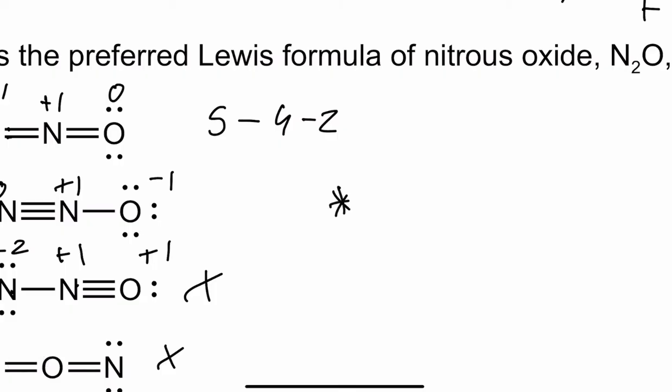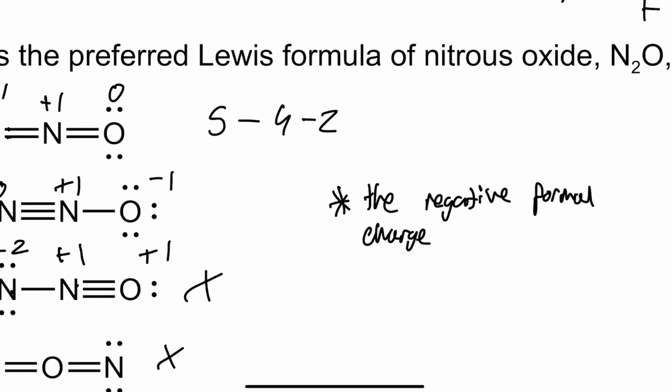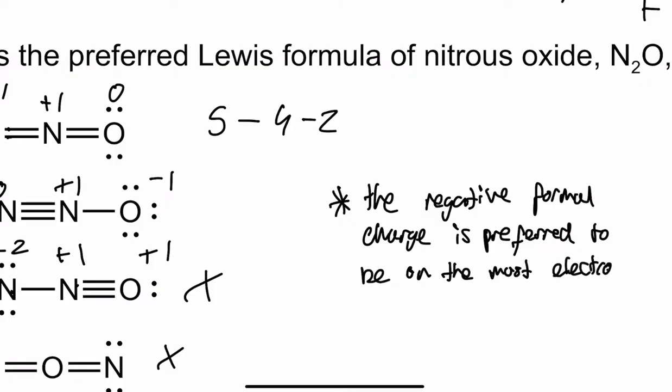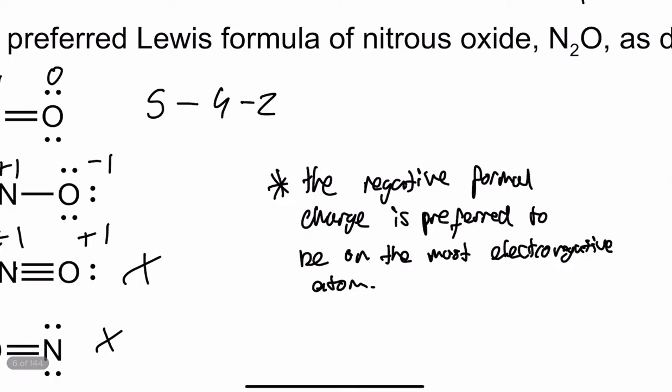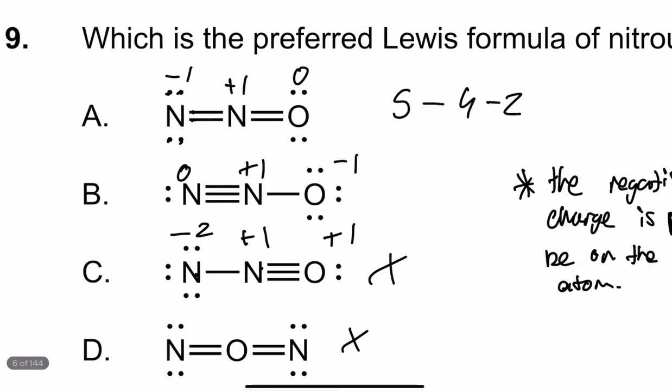When you have these formal charges, the negative formal charge is preferred to be on the most electronegative atom. Okay, that's the rule. So we're going to have to pick the most electronegative atom to place our negative formal charge on, and that's going to be the preferred species.